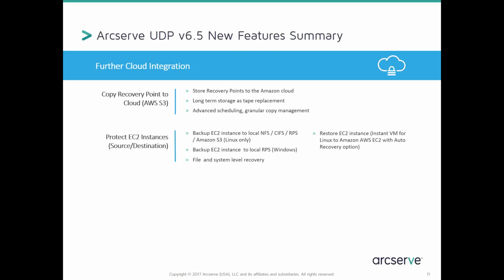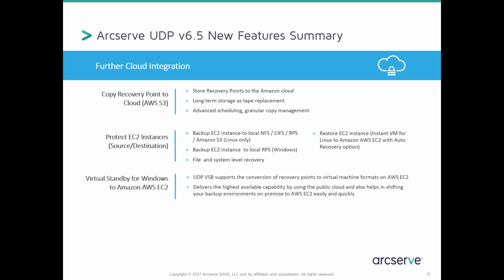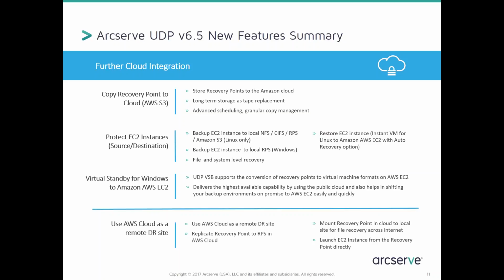EC2 through different methods. So we can perform virtual standby into Amazon AWS EC2 for Windows hosts, and we can perform instant VM recovery for Linux hosts into AWS EC2. So we're going to take a look at how we can perform both of these and what the requirements are. And essentially what this does is it makes it a lot more feasible to utilize AWS as a remote DR site if you need to.